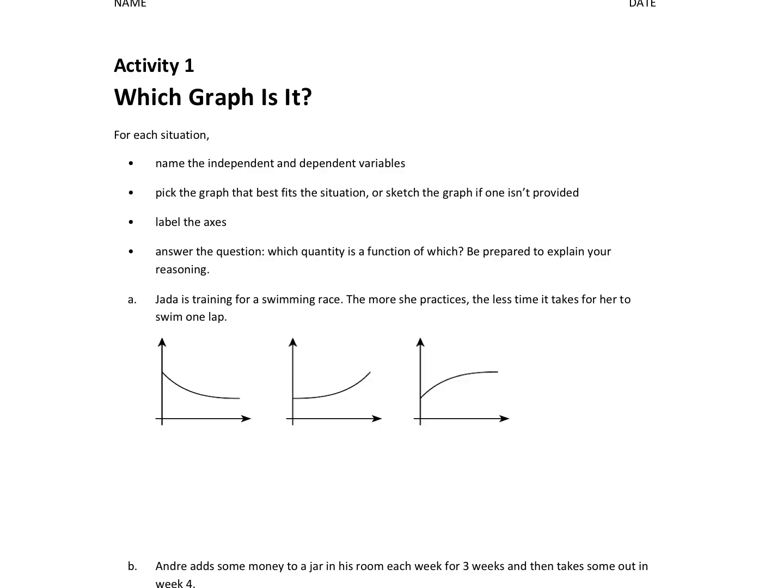All right, let's take a look at question A. All right, Jada is training for a swimming race. The more she practices, the less time it takes for her to swim 1 lap. So in this case, we're talking about practice time, and the more she practices, and then the time it takes to swim 1 lap. So in both cases, we're talking about time, the amount of practice, and then the amount of time it takes her to swim that lap.